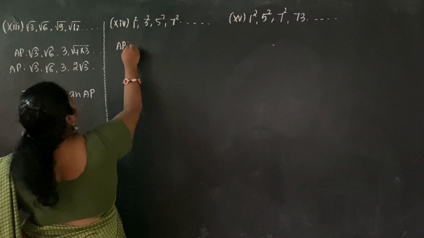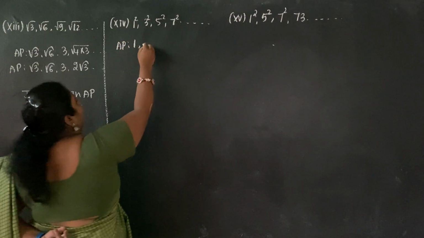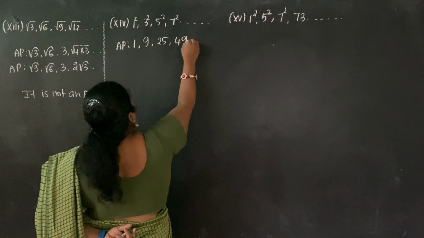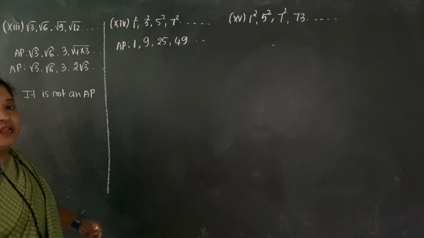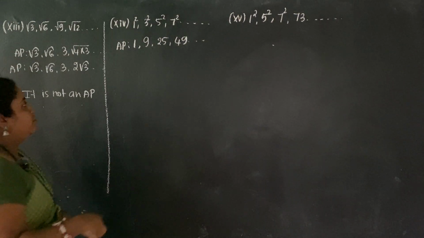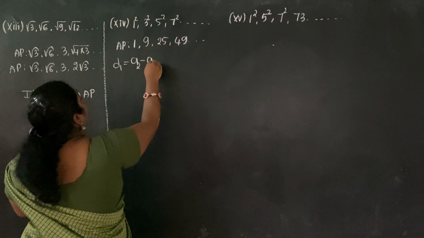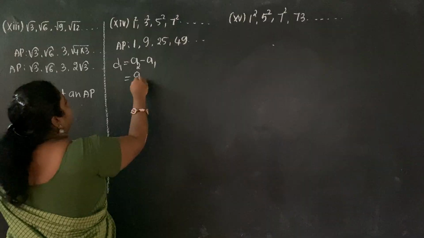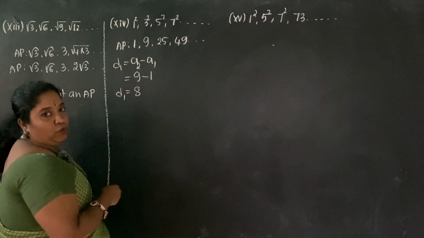I'll be writing the AP here. 1 square will be 1, isn't it? So what is the 3 square? I'll be having 9. 5 square is 25. 7 square is 49. So we'll check whether this is an AP or not. How? By calculating the common differences, as we know. So first let me calculate D1. D1 is equal to A2 minus A1. Okay, A2 is 9, A1 is 1. So I'll be having 8. D1 is equal to 8.